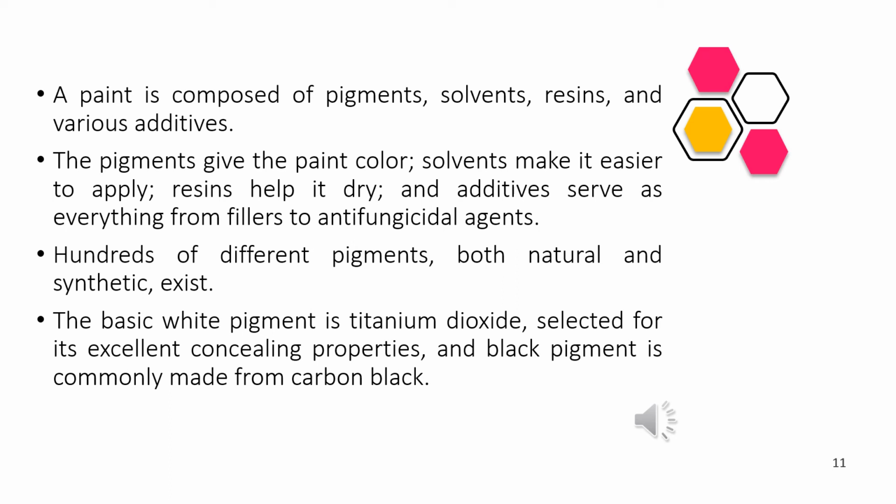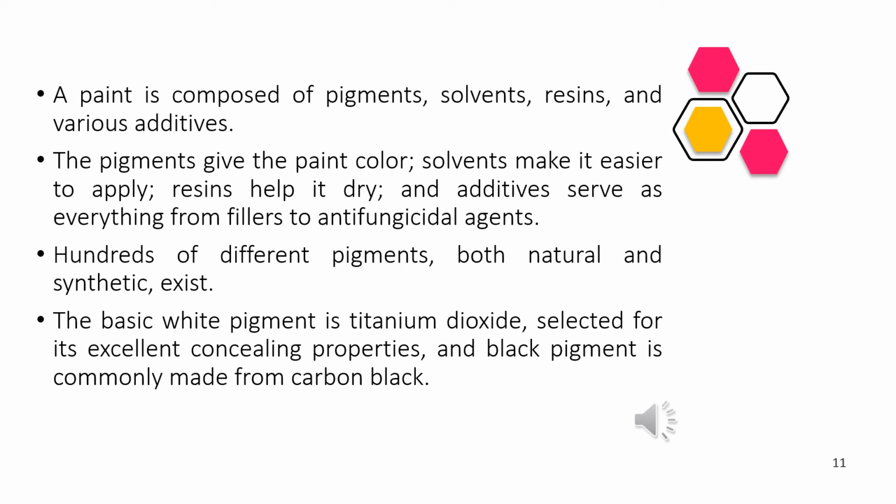What is the composition of paints? A paint is composed of pigments, solvents, resins, and various additives. So, various additives, ingredients, pigments, solvents, and resins are required in the composition of paints. The pigments give the paint color, solvents make it easier to apply, resins help it dry, and additives serve as everything from fillers to anti-fungicidal agents.